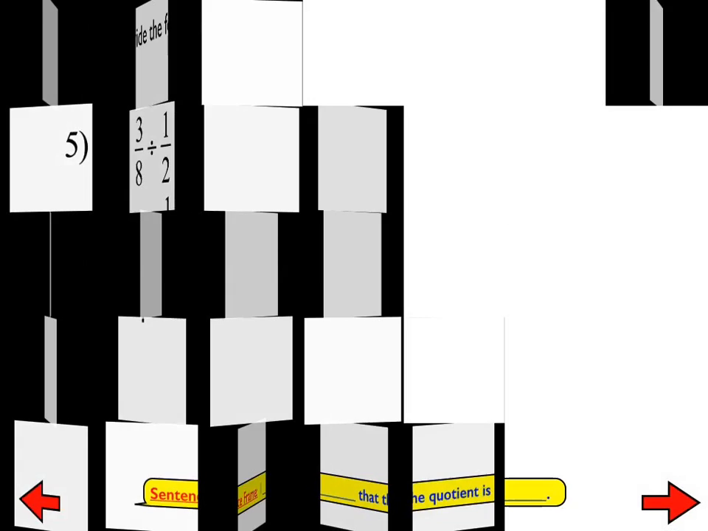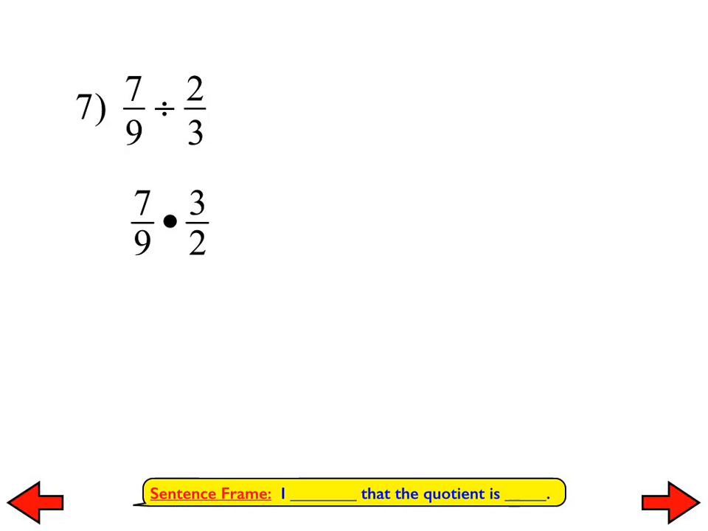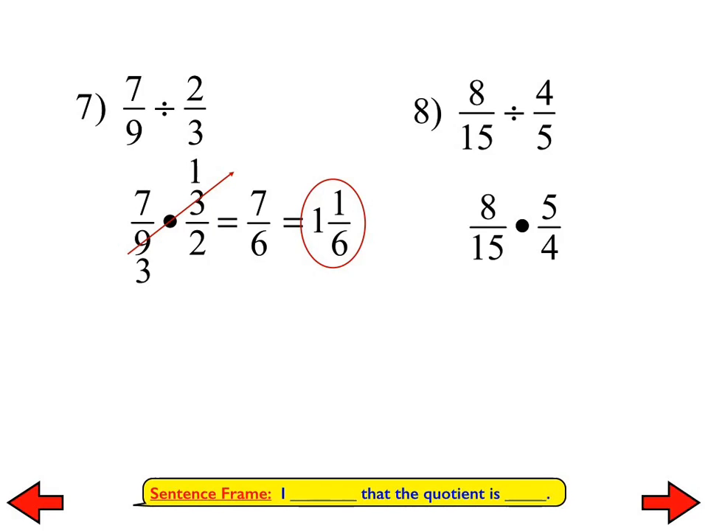Number 7. Once again, turn it into a multiplication problem. Cross-divide where you can. Multiply straight across. Once again, this is improper, but as a mixed number, it is 1 1/6. Number 8. Turn it into a multiplication problem. Do some cross-dividing where you can. Multiply straight across. This fraction is proper. So number 8, the quotient is 2/3.